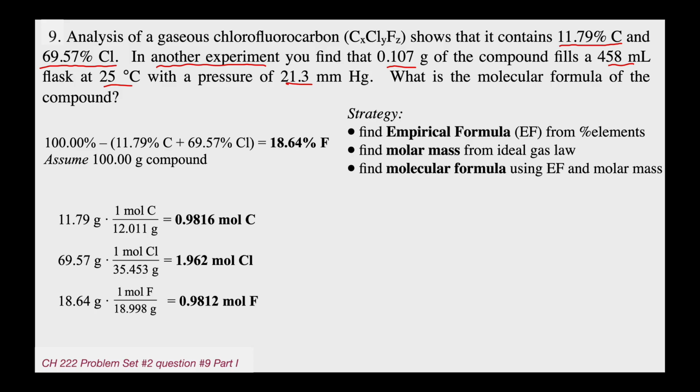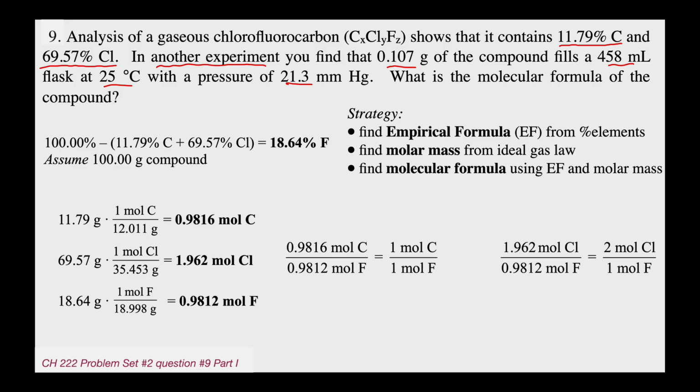Most of the time things are CO2 or NaCl, right? They're whole numbers, okay? So to get whole numbers, you want to divide all of those 3 numbers by the smallest number of moles, which is 0.9812. So if you do that, notice how here's 0.9812, the smallest. I put the carbon on the top, and that's almost exactly 1-to-1. On the other hand, 1.962 divided by 0.9812, that's more like a 2-to-1 ratio.